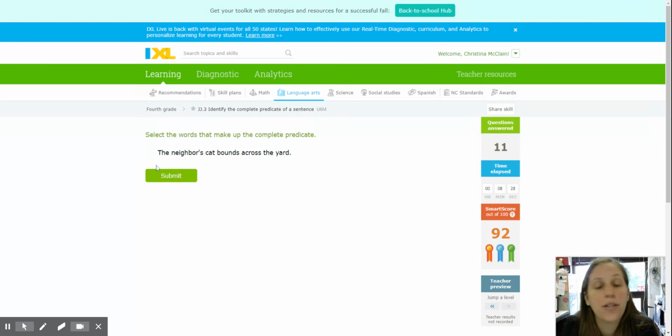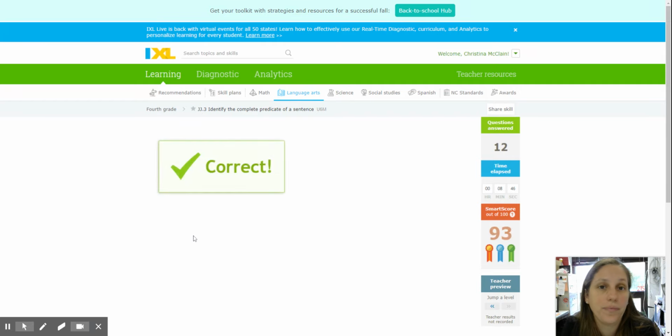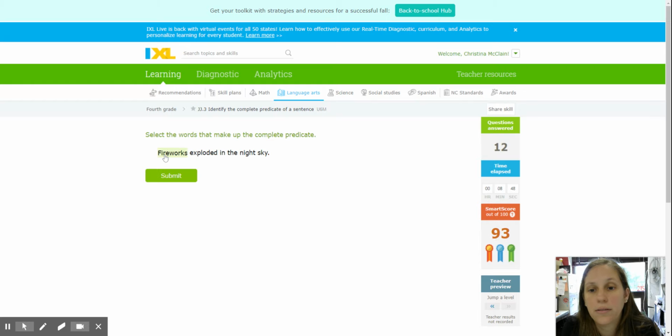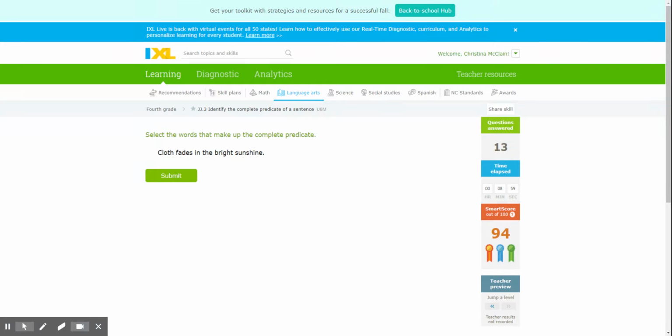So again, you can do it one of two ways: either finding the verb and then figuring out everything after it, or you can find the simple or the complete subject and then everything else is the predicate, right? So if we're doing the subject, what bounds across the yard? The neighbor's cat, right? So that's my complete subject. So since I'm trying to find the predicate, it's bounds across the yard. Fireworks do what? They explode. That's my verb. Where? In the night sky. That's my complete predicate.